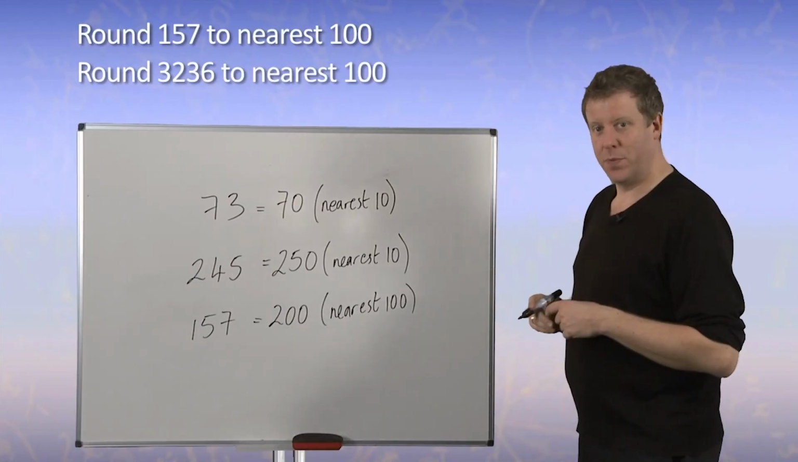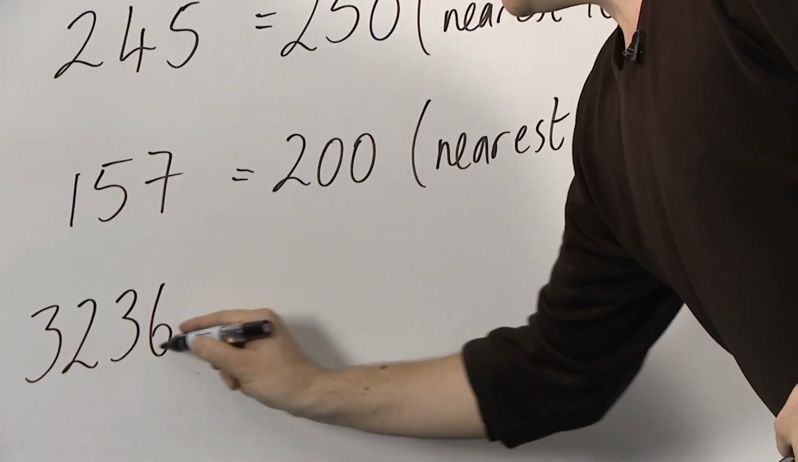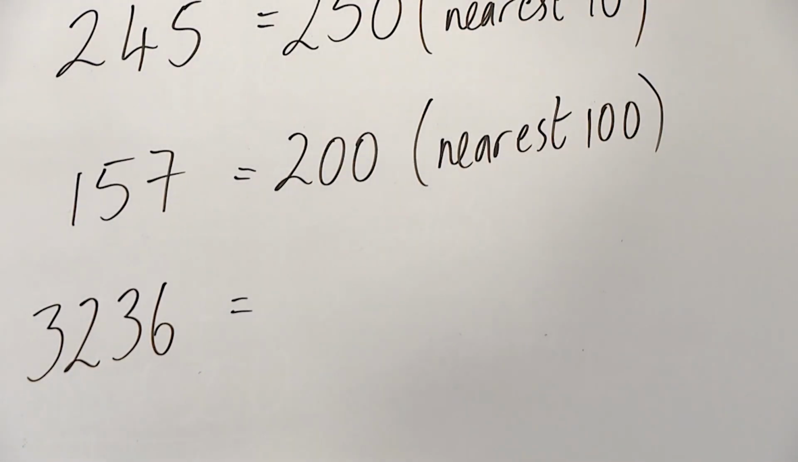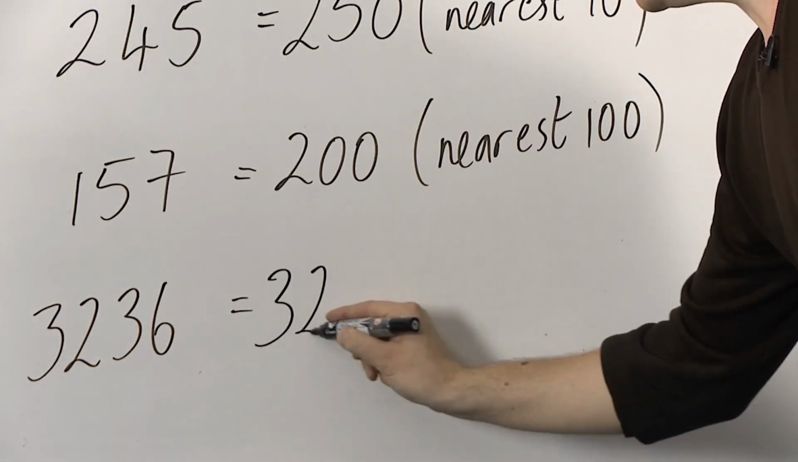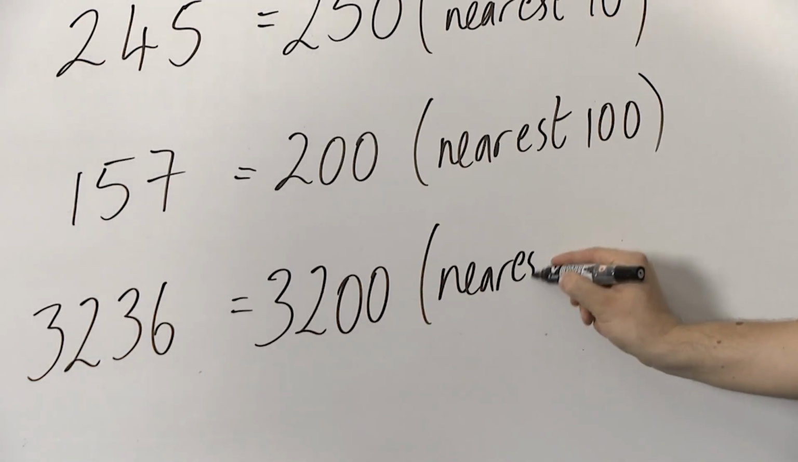The next number, 3,236, remember it's that hundreds part we're focusing on. So it's obviously between 3,200 and 3,300. And looking at the number again, 3,236 would be nearer to 3,200, to the nearest 100.